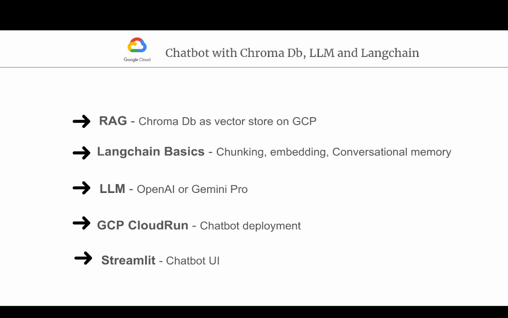Now, in the process of development, you will see how to make use of the basic concepts such as chunking, embedding, and using memory in a chatbot, which is all part of the LangChain framework. Now, you could use ChatGPT or Gemini for this tutorial. I will leave that up to you. And Streamlit is going to be the front end framework that will render the chatbot UI.